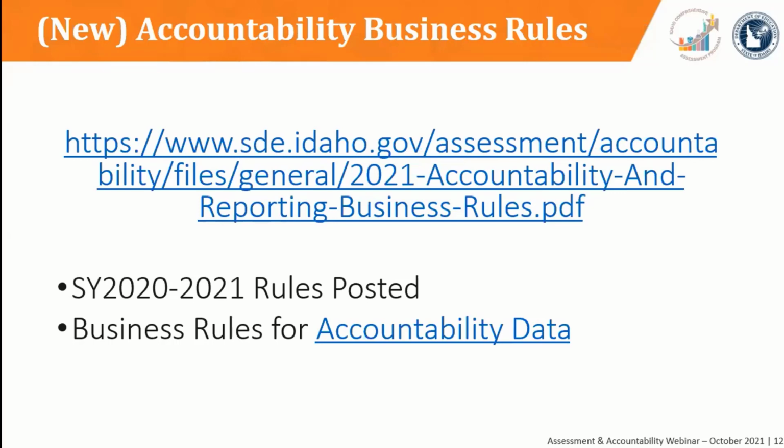And also, school year 2020-2021 accountability and reporting business rules have been posted on our website. The business rules are for the 2021 accountability data, which is also posted on the website, and the link is available on the slide. The report card will be updated soon to reflect the latest data.